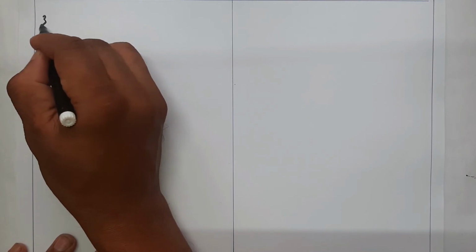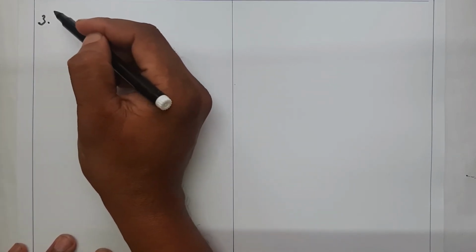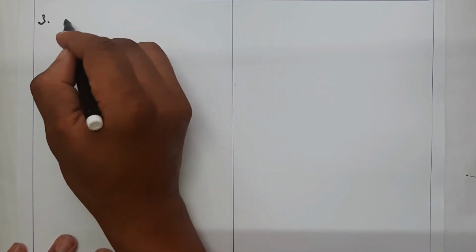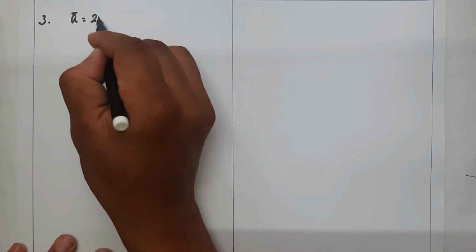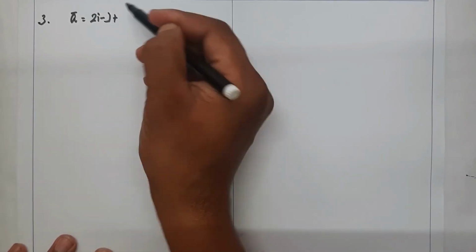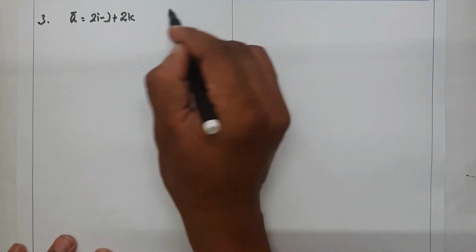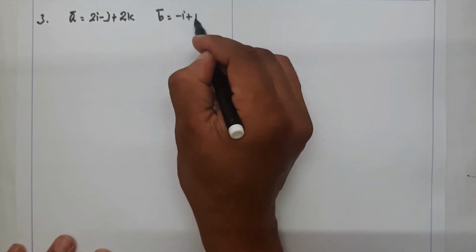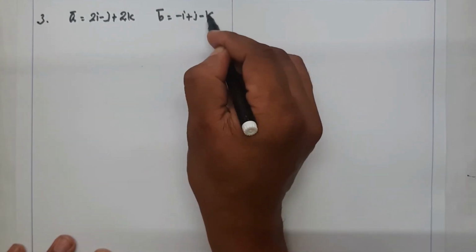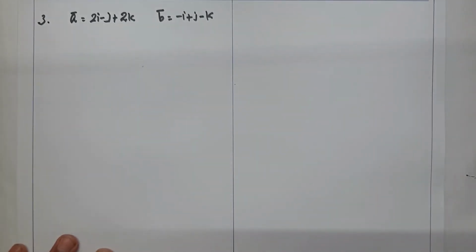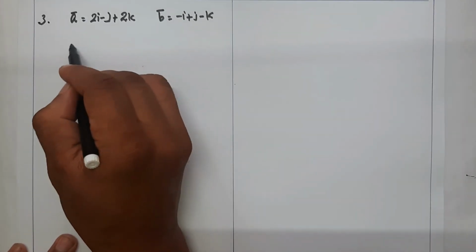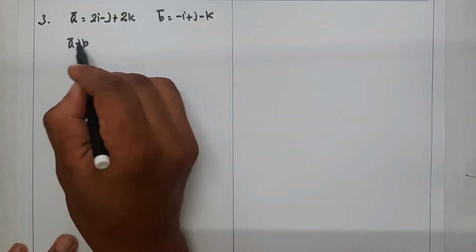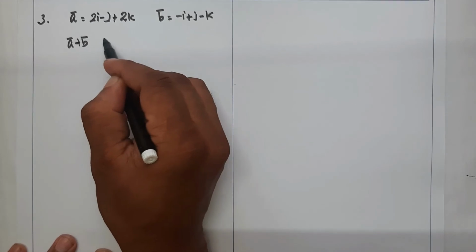Now the third question. Vector A is equal to 2i minus j plus 2k. Vector B is equal to minus i plus j minus k. Find a unit vector in the direction of A plus B.